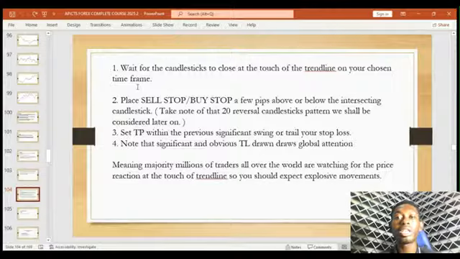Many people are watching the same thing, in the whole world. And so at least for some time, price will go in that direction because everybody is looking at the trend line. People use trend lines from all over the world to trade. So note that the significant and obvious trend line draws global attention, meaning millions of traders all over the world are watching for the price reaction at the touch of the trend line. So you should expect explosive movement.